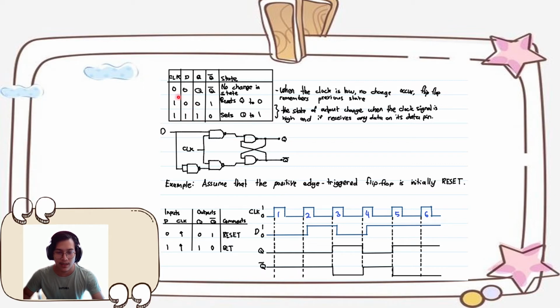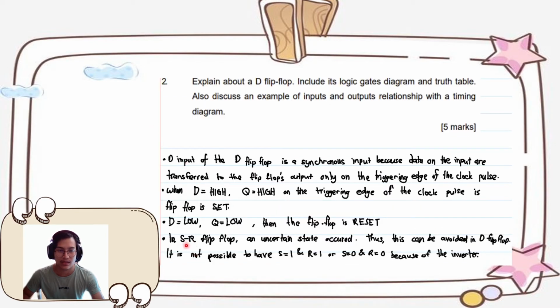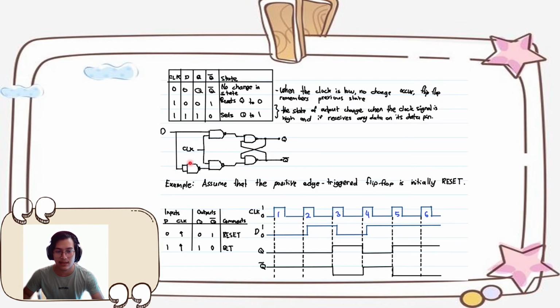And then for D equal to 0, or D equal to low, Q follows the same, and it becomes a reset flip-flop. The function of this flip-flop is basically to improve the SR flip-flop, whereby the SR flip-flop has an output with an invalid state. So when we add an inverter at the AND gate over here, we get the D flip-flop, and then we no longer have invalid outputs. So that settles the problem faced by the SR flip-flop.